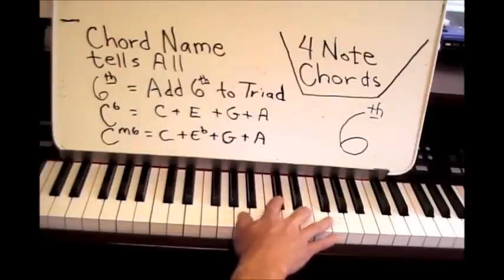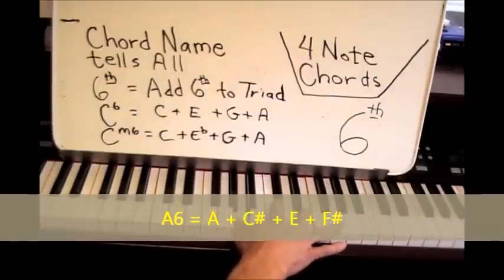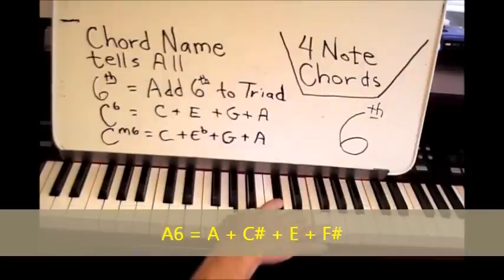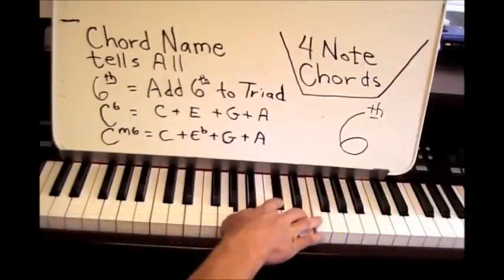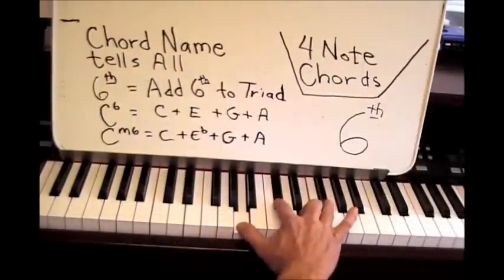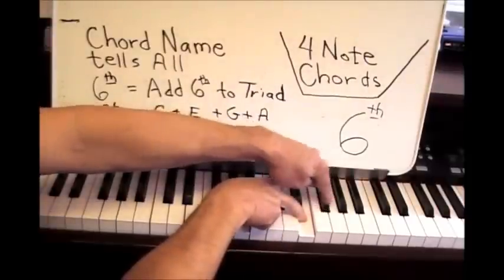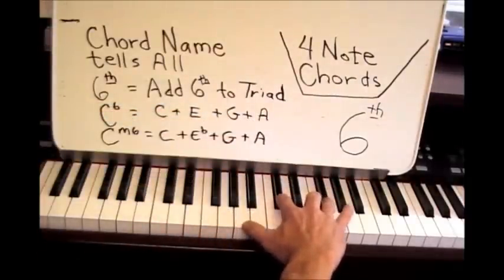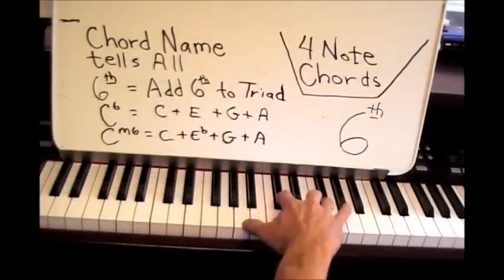Same with A. We'd do an A major, A, C sharp, and E. Now, it's tempting to add the white note, but that's not correct because it's only a half step away. We need to add the F sharp up here, which is a whole step away from the E. And so we add the F sharp, it sounds like this.